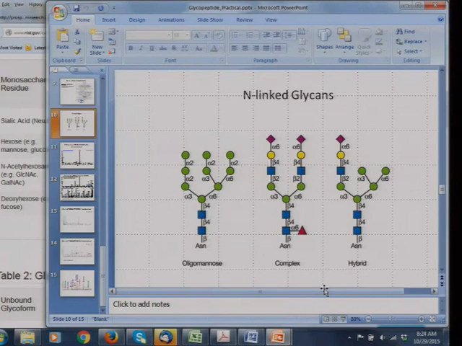So for N-linked glycans, they all have this same sort of starting structure. For O-linked, there are known O-linked structures, but they're often a lot smaller, and you don't have the same sort of building blocks. Most O-linked structures start with N-acetyl galactosamine, but beyond there, you don't know.